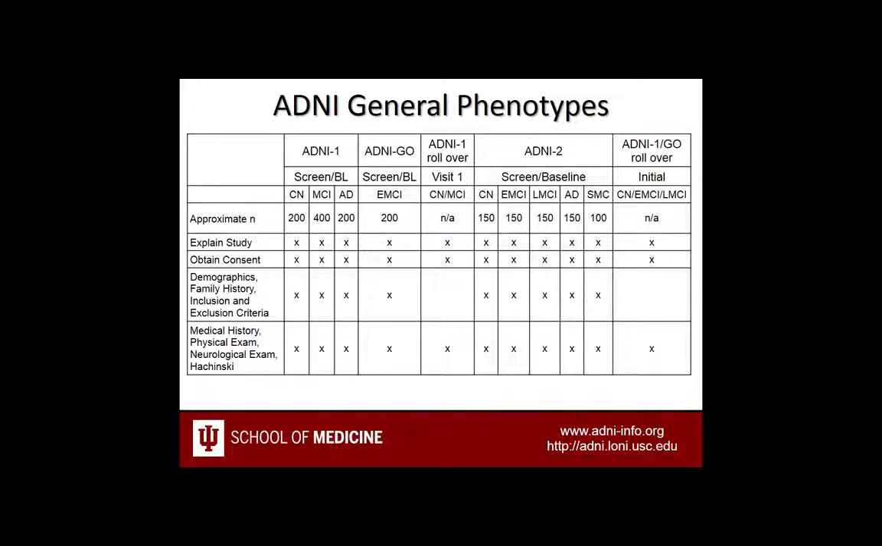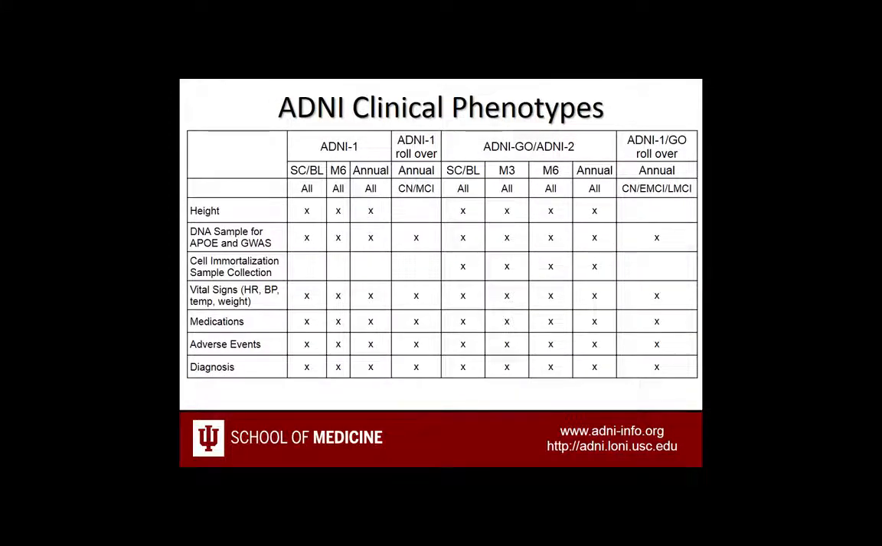So ADNI 1 enrolled about 800 participants. At the initial visits, they collect the general demographics. They also do a medical history exam and physical exam. ADNI 2, or ADNI Go, enrolled 200 EMCI, as I talked about, and ADNI 2 then enrolled another approximately 600 individuals within each of these groups, as well as 100 SMCs, which were tacked on at the end of the study. And then there were people who rolled over. So ultimately, through ADNI, up to ADNI 3, which is just starting, there's been over 1,700 people enrolled.